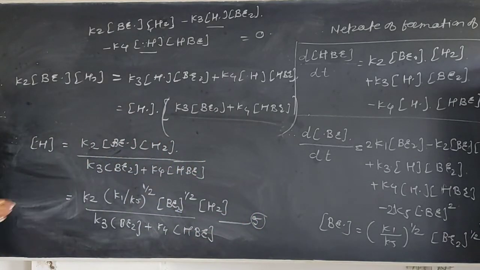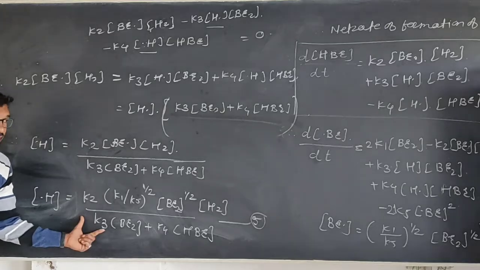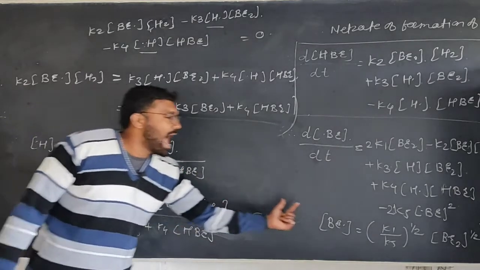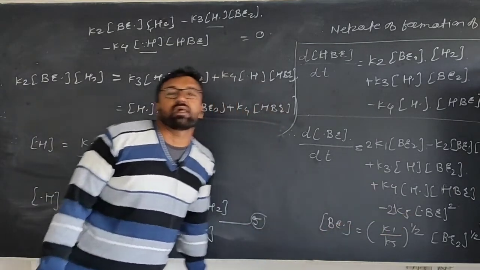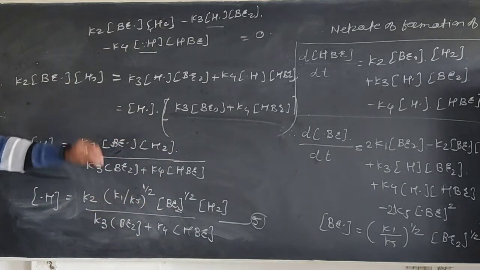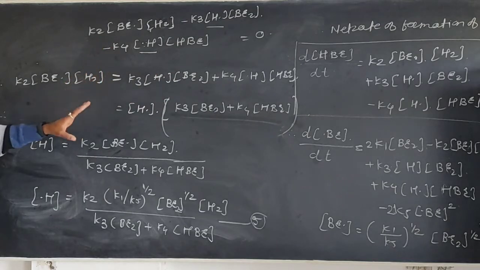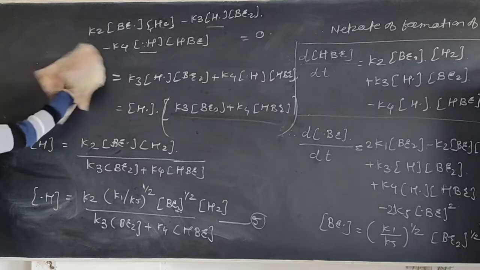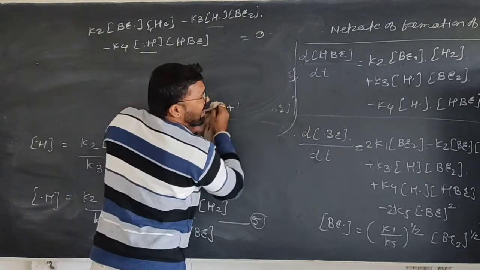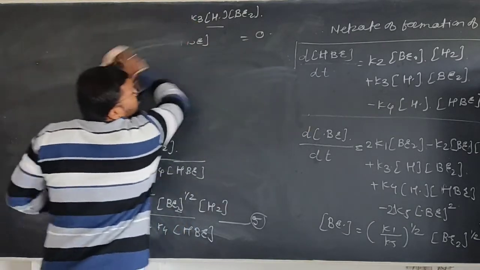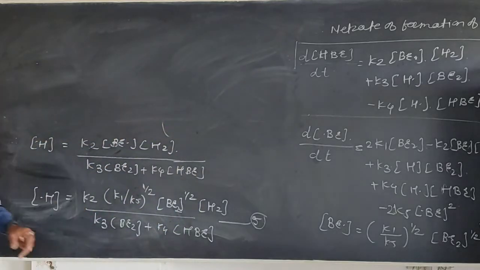From expression number 5 we have finally got the value of hydrogen free radical, and the bromine free radical from expression number 4. Now, putting these two values in expression 1 to find the rate of formation of product, once again I write expression 1 as it is. So, add a statement in between: therefore, putting expression number 4 and expression number 5 in expression number 1.